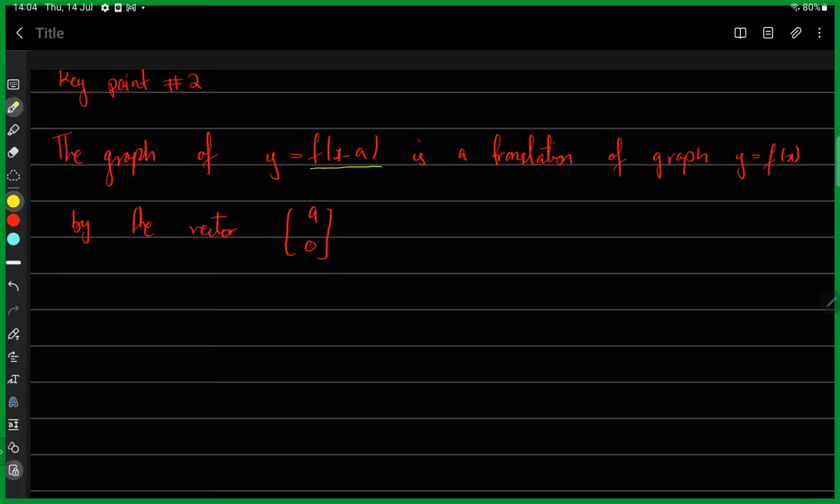f of x minus a and f of x. Again, what is the difference? The difference is here we have x and here we have x minus a. And whenever we are subtracting, look at this, we have positive a here. So all the points would basically be moved according to this translation vector. And this is how it is.